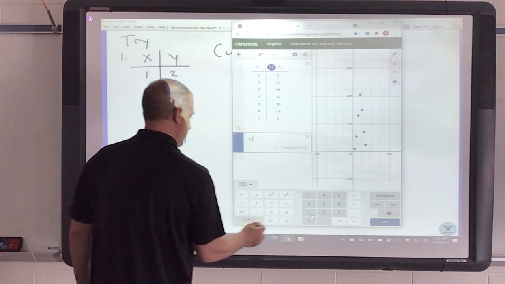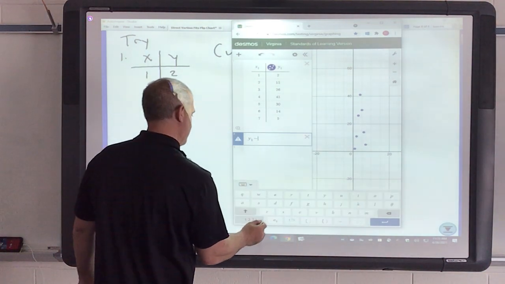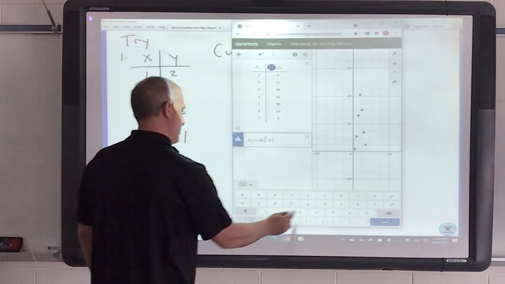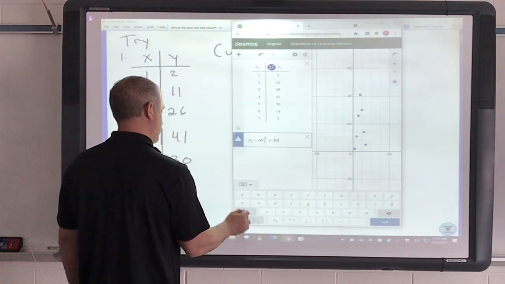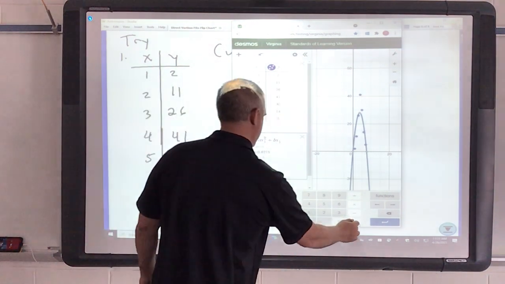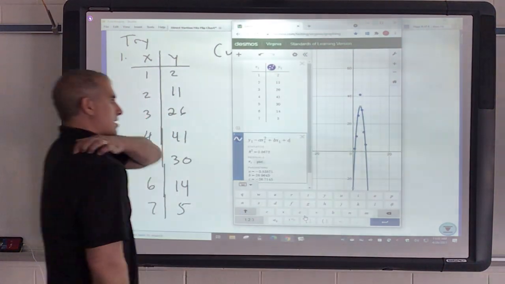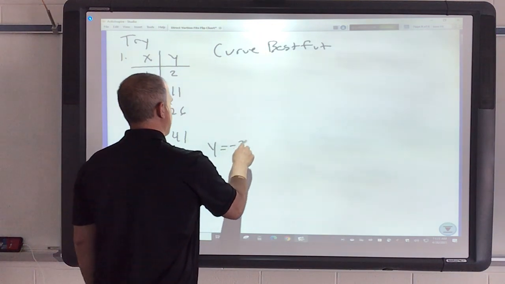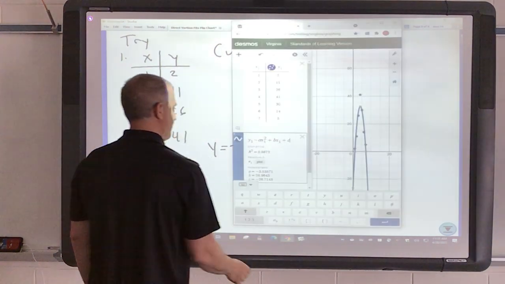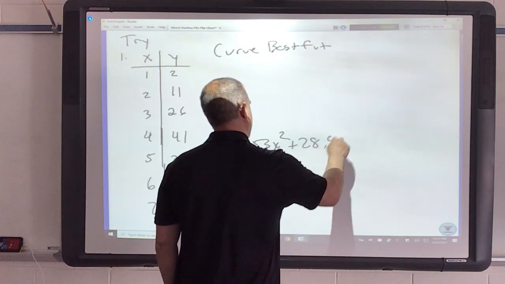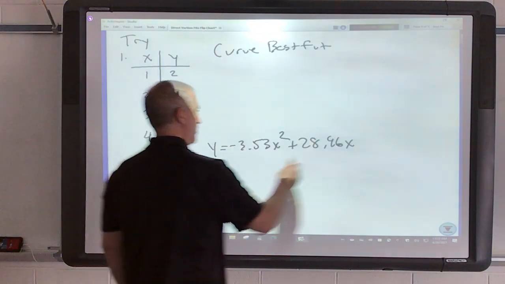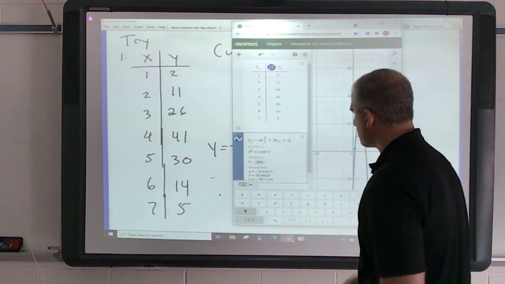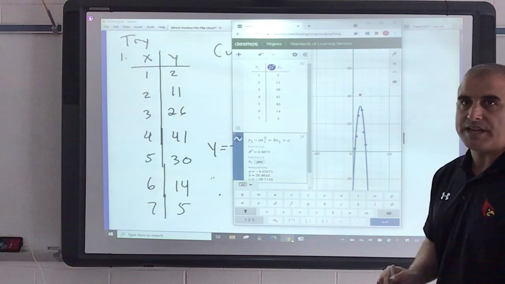So I got y1, squiggly line, a x1 squared plus b x1 plus c. Okay? That gives me a good idea of what my equation is going to look like. So I got y equals negative 3.53x squared plus 28.96x, okay, minus 26.71.